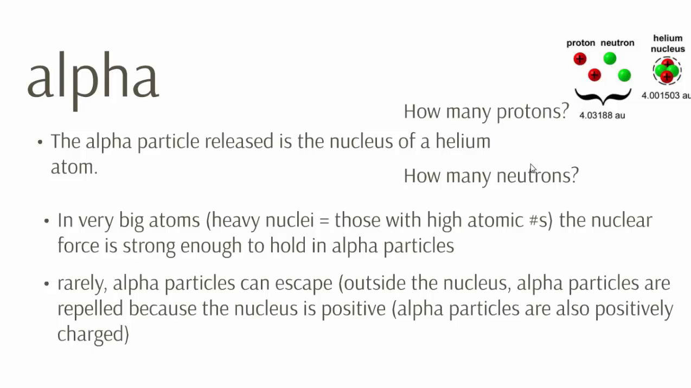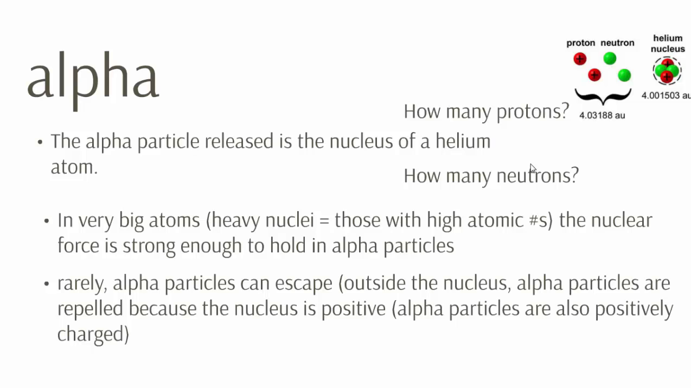And they're pretty much repelled by the nucleus because the nucleus itself has an overall positive charge. Why is the nucleus overall positively charged? Well, because the nucleus has protons and neutrons, so it has positive and neutral charges, so it's going to have a positive charge. So it's going to push those alpha particles, which are also positively charged.